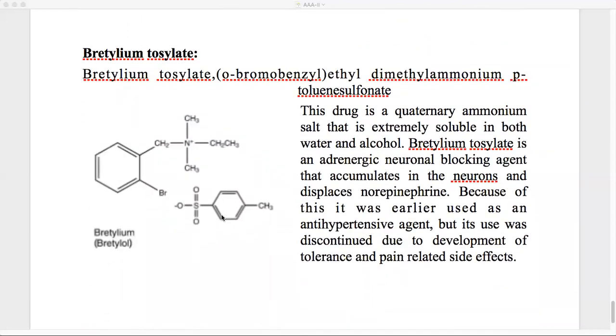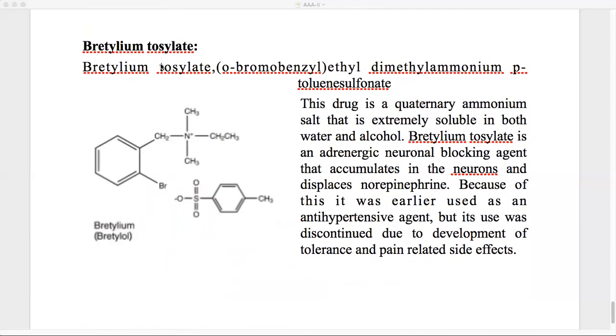Then the next drug is bretylium tosylate, which is ortho-bromobenzyl ethyl dimethylammonium para-toluene sulfonate. This drug is a quaternary ammonium salt that is extremely soluble in both water and alcohol.